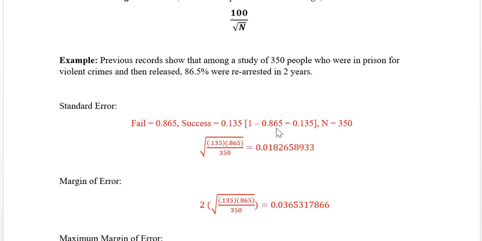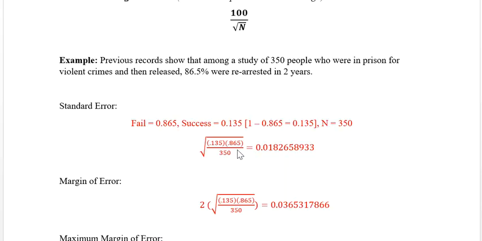Where the 1 came from, because think about it in terms of percentage, you can't have more than 100%, but 100% is just 1. So that's where the 1 minus 0.865 is coming from. And then our n, our total number of people, or our population here, was 350. So you would take the square root of our successes, which are 0.135, times 0.865 divided by 350.